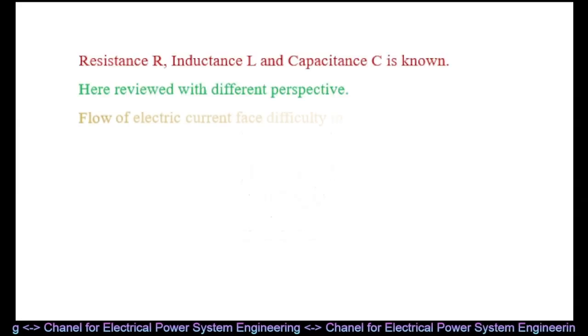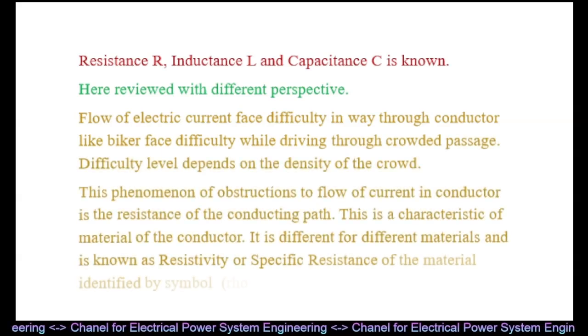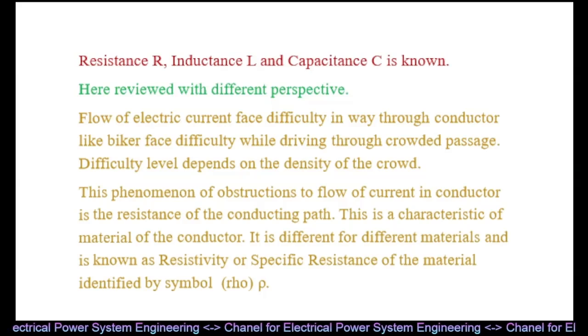Resistance R, inductance L and capacitance C are known. Here they are reviewed from a different perspective. The flow of electric current faces difficulty in its way through a conductor, like a biker faces difficulty driving through a crowded passage. The difficulty level depends on the density of the crowd. This phenomenon of obstruction to the flow of current in a conductor is the resistance of the conducting path.